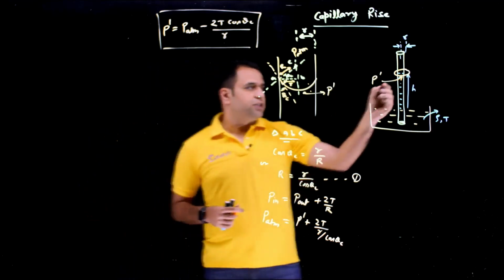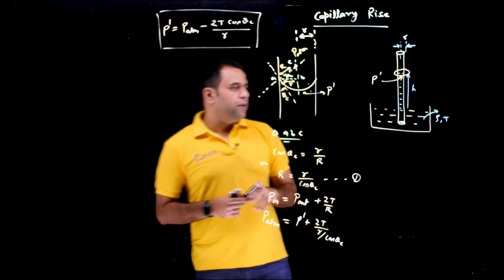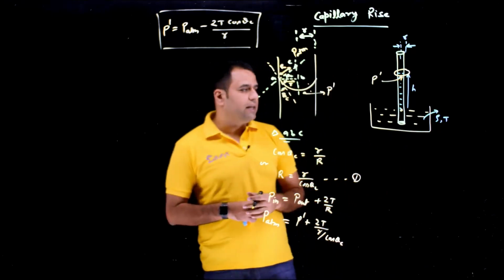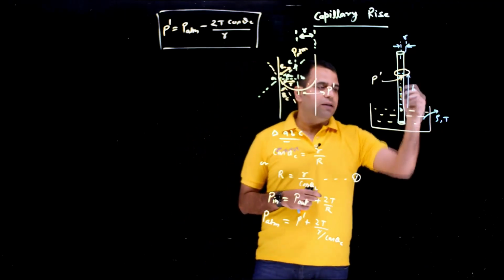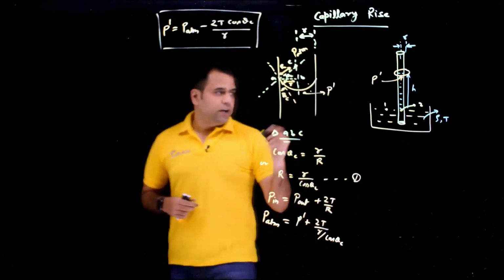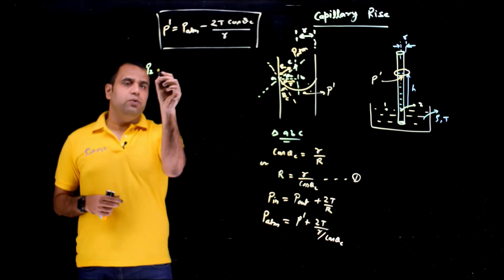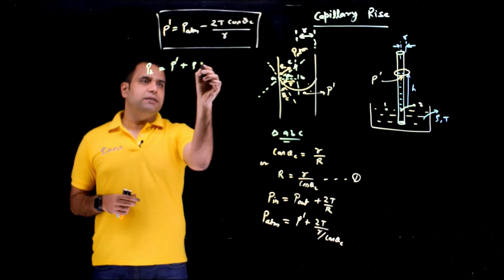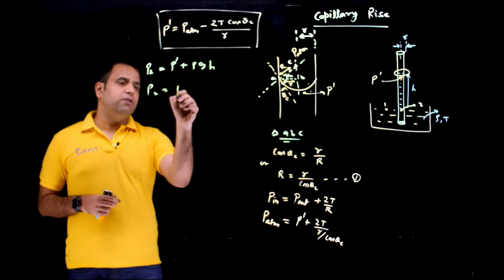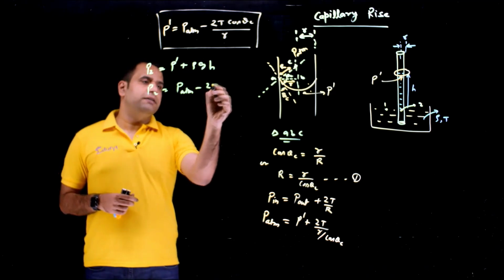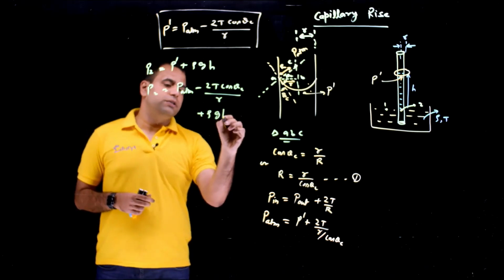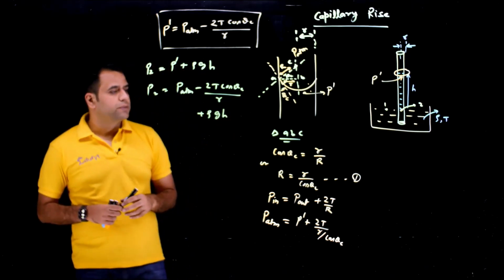So here we got the pressure. Now from this point to the bottommost point, the liquid is static in nature and it's the same liquid, so I can make the relationship between these two pressures. I call this point 2 and here I am taking point 1. If I call that point 2, then P2 will be equal to P dash plus rho g h, where h is the height. So P2 will be equal to P atm minus 2T cos theta c upon r plus rho g h.